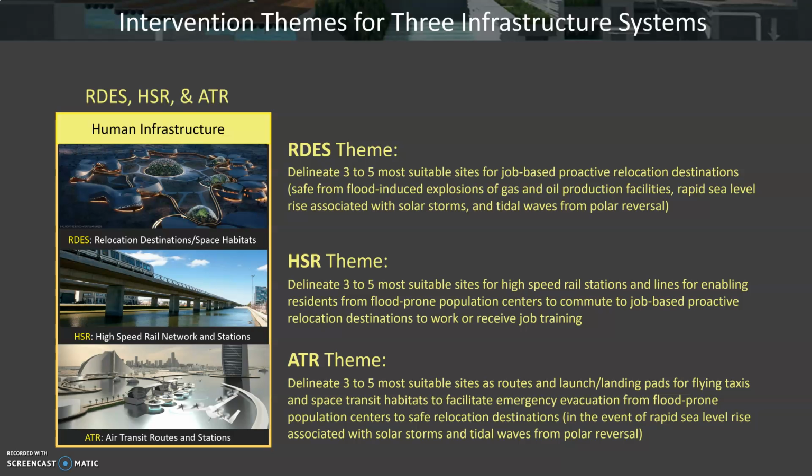So in this case, we'd like for you to delineate 3 to 5 most suitable sites for flying taxi and space transit habitat routes and launch and landing pads. So you are not limited to these 8 themes, but if you come up with additional designs and intervention types, we might just have to put them under one of these themes. But even if they're not completely aligned with these themes, we'll have a way of navigating around that.